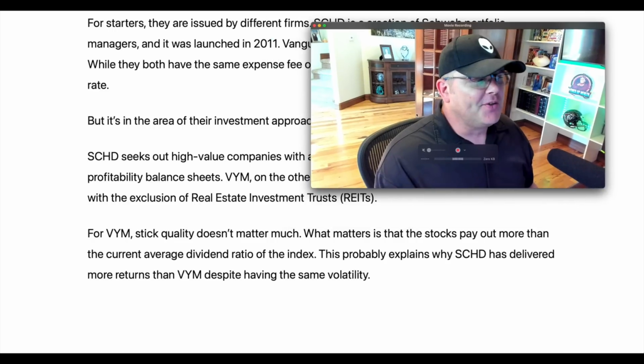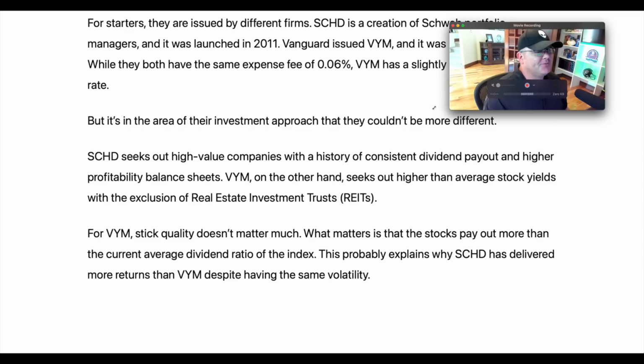And I guess I want to point out the reason why that might be. So if you look at the investment approaches, they're very different. SCHD seeks out high value companies with a history of consistent dividend payout and higher profitability balance sheets. VYM, on the other hand, seeks out higher than average stock yields with the exclusion of REITs. So VYM doesn't have any REITs. VYM is also going to have less technology. And VYM is really trying to focus on a higher yield. Now, what's interesting about that is their dividend yield right now is actually less than SCHD's yield.